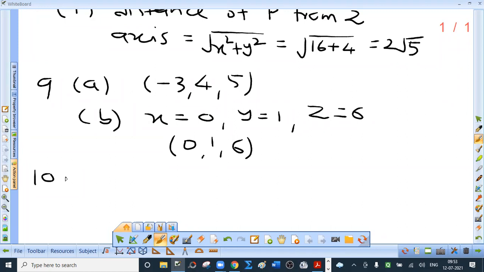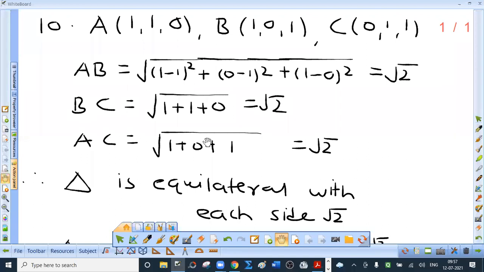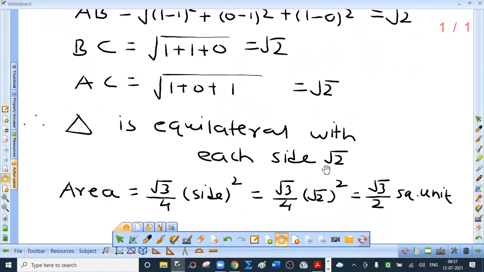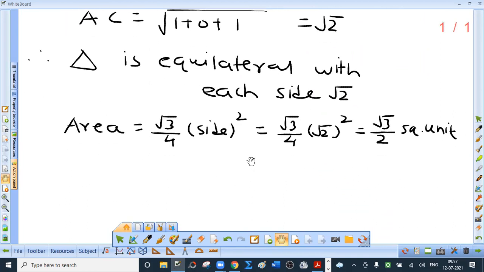Okay. So first find out length AB. We name the points as ABC. Find out length AB, BC and CA. So by distance formula, AB, BC, AC, each is √2. So triangle is equilateral. So what is the area? It is √3 upon 4 into side square. √2 square is 2. So √3 into 2 by 4, that is √3 upon 2 square unit.